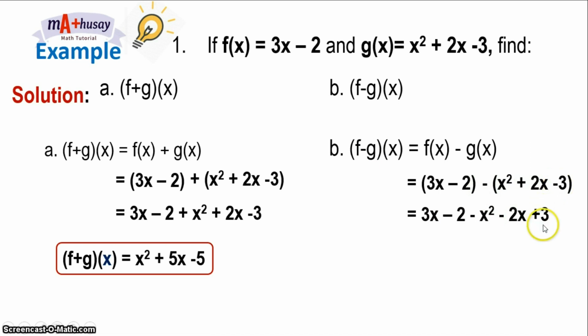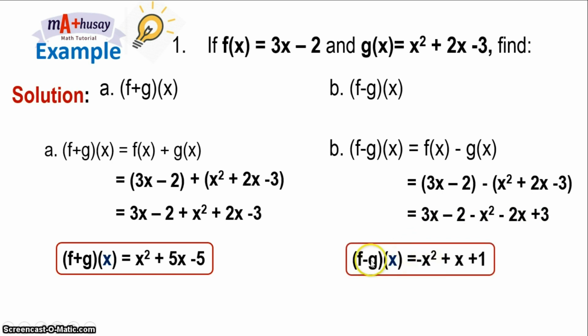So this time, we are going to add and combine like terms. So, ano ba ang mga pwede nating i-combine? So, we have 3x, pwede i-combine sa negative 2x. So, magiging x na lang. Ang negative 2 naman ay pwedeng i-combine sa positive 3, which is 1. So, we have f minus g of x is equal to negative x squared plus x plus 1. So, ganun lang kasimpleng mag-add at mag-subtract ng functions.